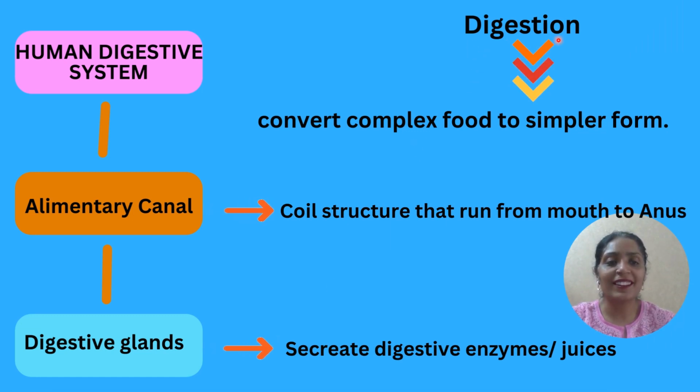Let's understand digestion. Digestion means converting the complex food into simpler form. So, whatever food we intake contains lot of mineral ions, carbohydrate, fat, vitamins. This gets converted into simpler sugars, fatty acids, amino acids, which are absorbed by the body. Human digestive system consists of two parts. One is alimentary canal. This is a tube-like structure that runs from mouth to anus. And there are digestive glands that secrete digestive juices.